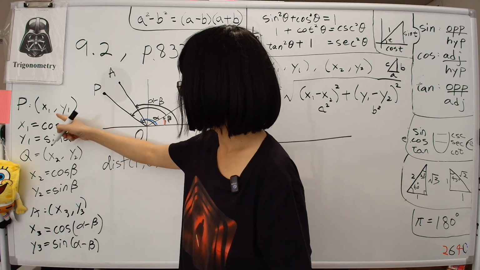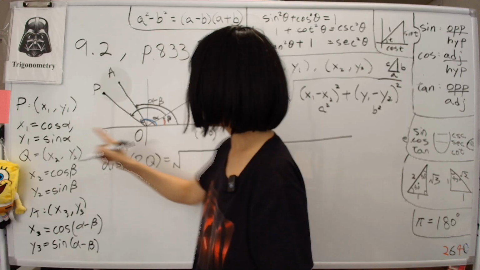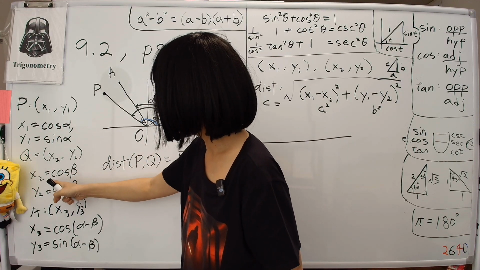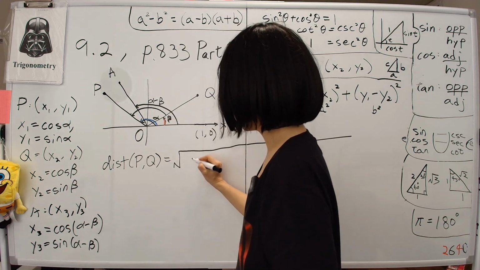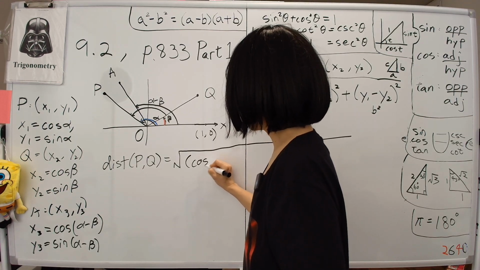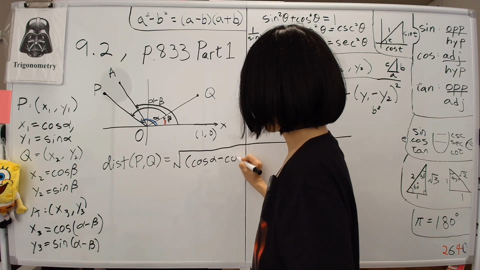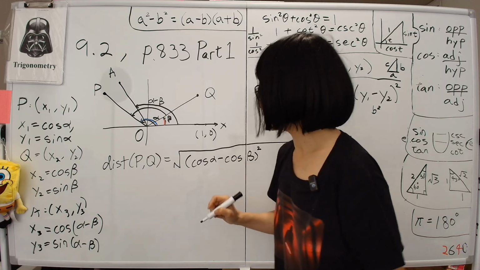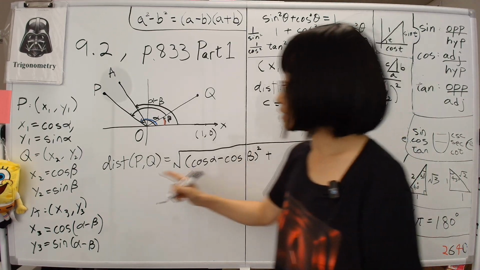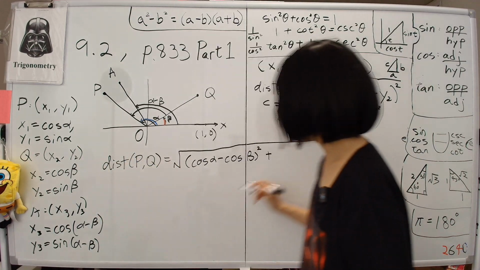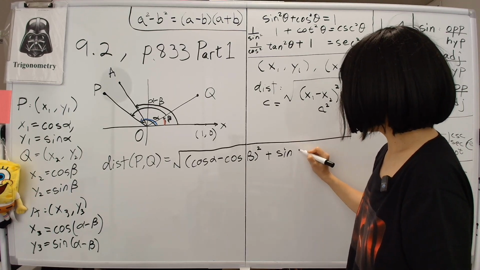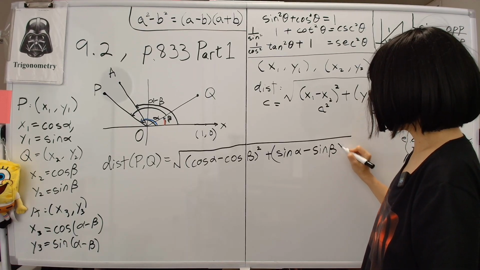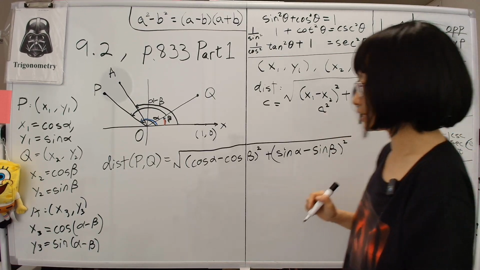And P is right here, cosine alpha. So we need x1 minus x2. x1 is cosine alpha, x2 is cosine beta. So it's the difference of cosine alpha minus cosine beta, squared. This is x1 and x2, plus, on the other side, similarly, sine alpha minus sine beta, squared. So we are following this distance formula right here.